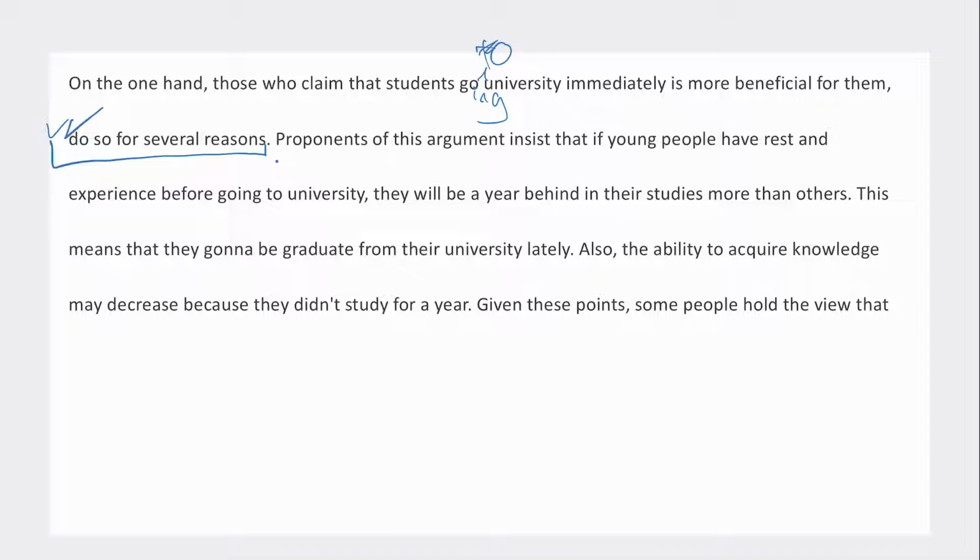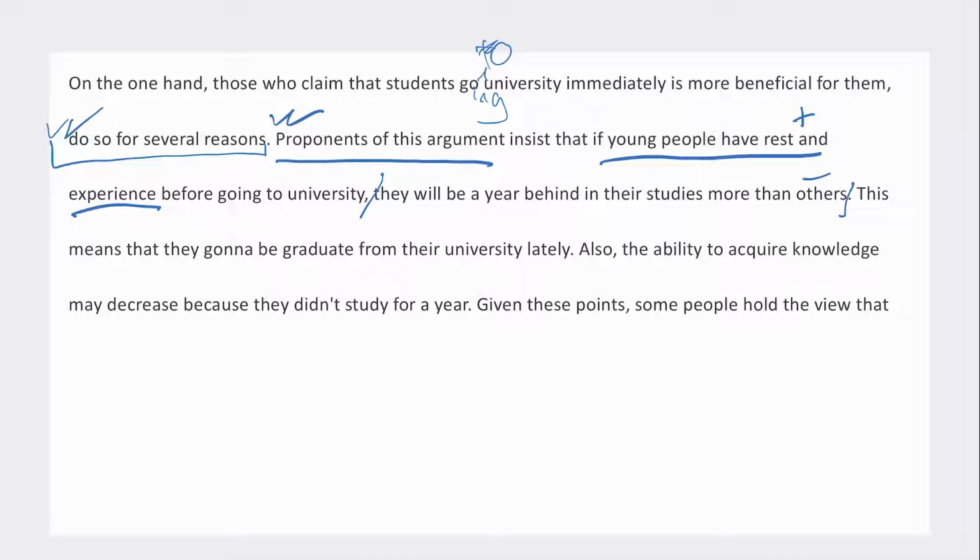Proponents of this argument, again, nice linking, insist that if young people have rest and experience before going to university, they will be a year behind their studies more than others. But this sounds positive. If young people have rest and experience, those are very positive terms, aren't they? They will be a year behind in their studies more than others. So this change surprised me because the first half of the sentence sounded positive and then they give me a negative. So it surprised me getting to the end of that sentence.